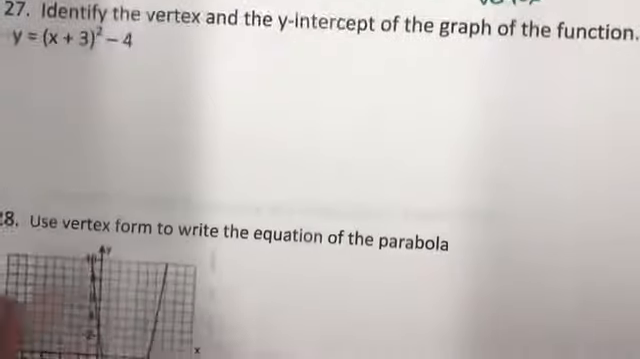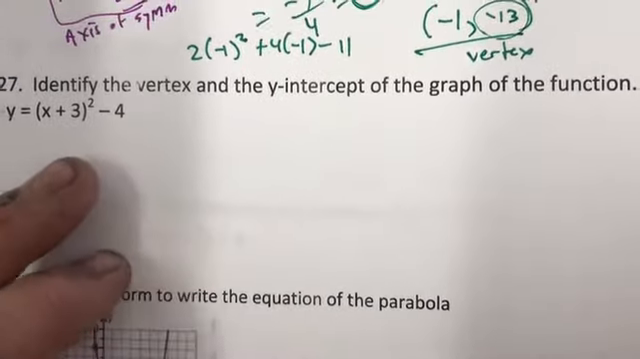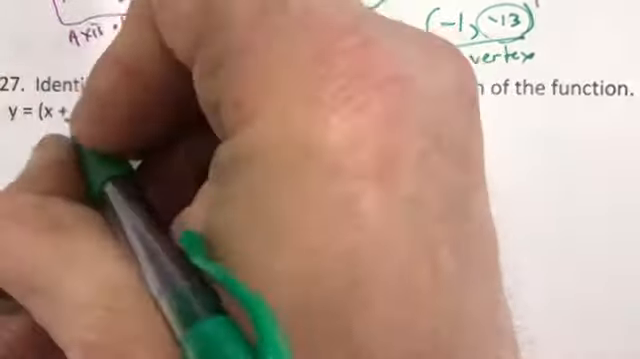Okay, now this one's a little easier because this is in vertex form. So remember, I'm the opposite of this, which is negative 3, and I'm a negative 4. There's my vertex.